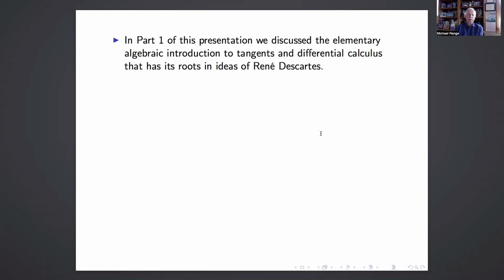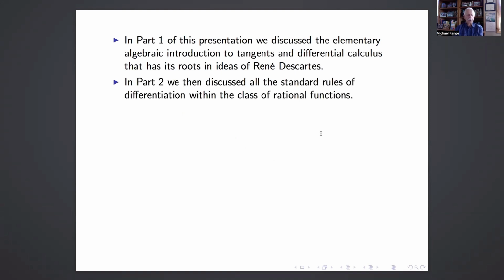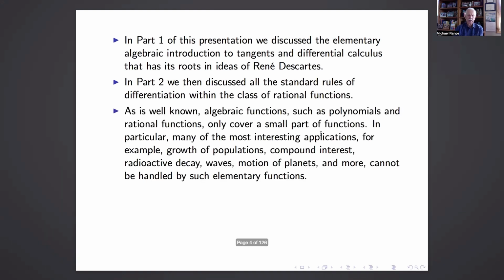In part 1 of this presentation, we discussed the elementary algebraic introduction to tangents and differential calculus that has its roots in ideas of René Descartes. In part 2, we then discussed all the standard rules of differentiation within the class of rational functions.